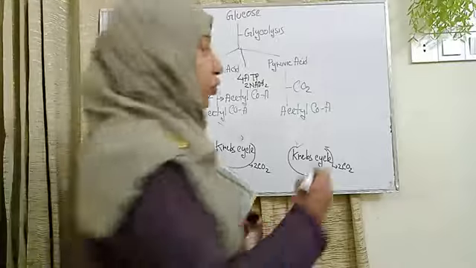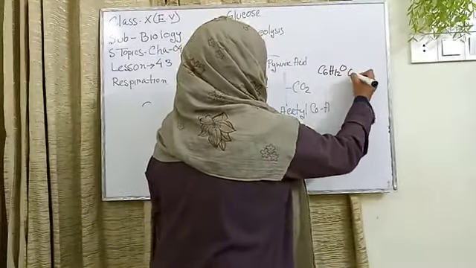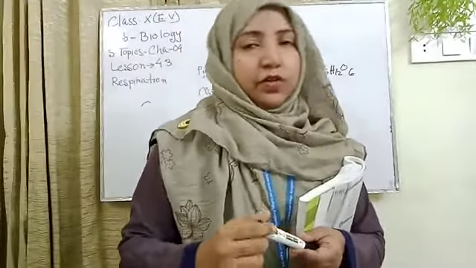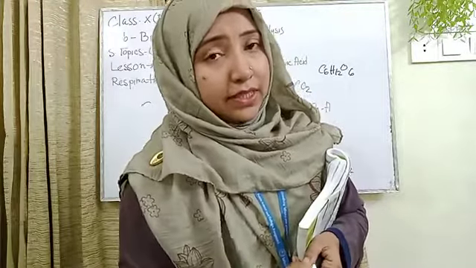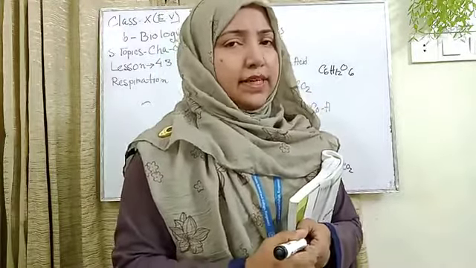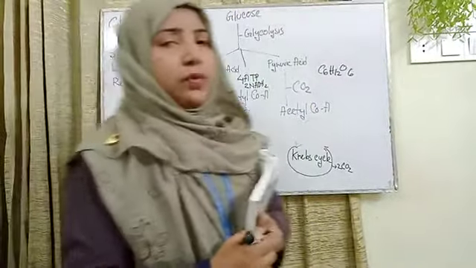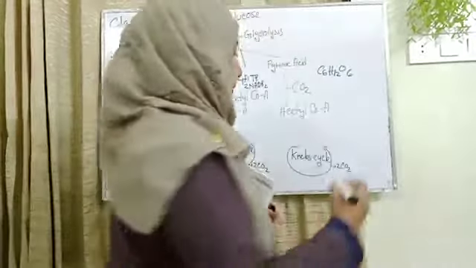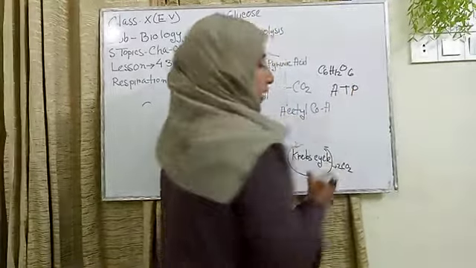We get glucose, C6H12O6. When the potential energy is converted into kinetic energy, that is also called respiration. What is the kinetic energy? It is when ATP is formed from the glucose. Please everyone know the ATP. That conversion is another name for respiration.